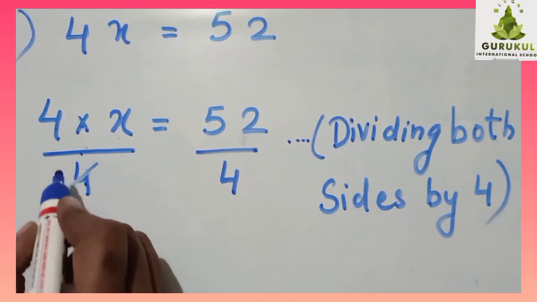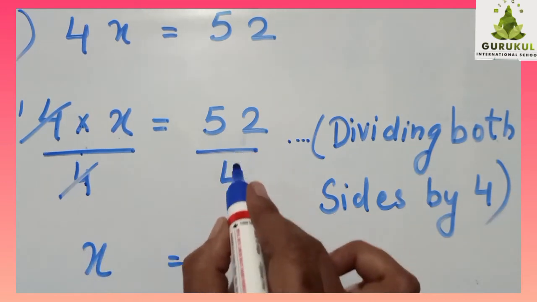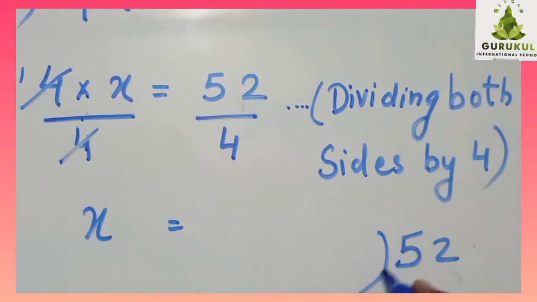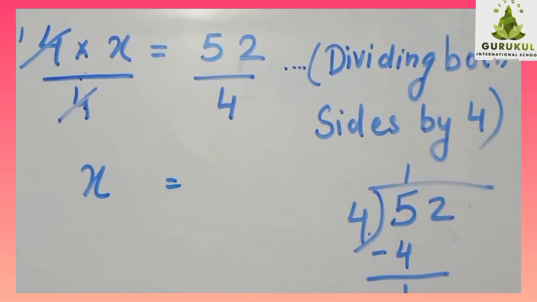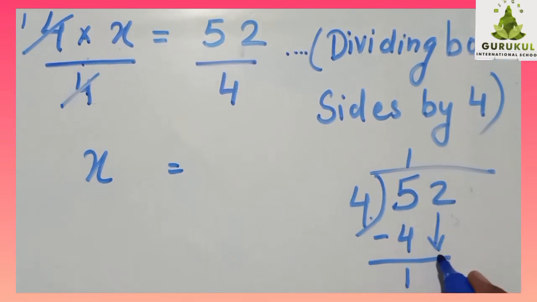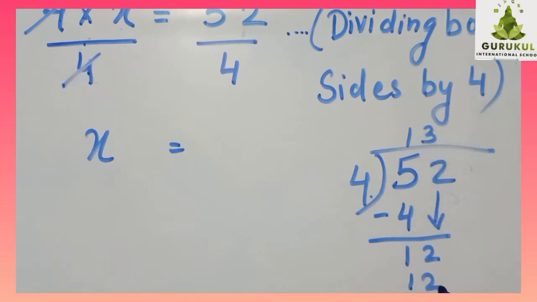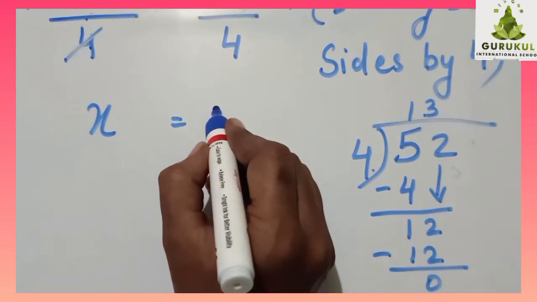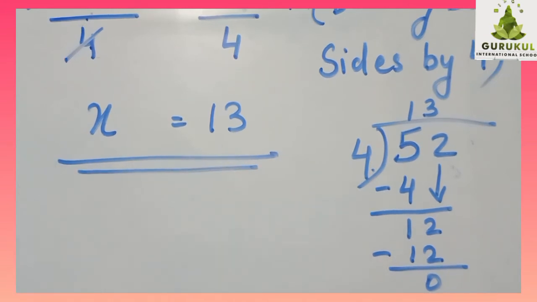Now I cancel this. 4 ones are 4. So 1 into x will become x. What remains here? 52 divided by 4. 52 you divide and see what you are getting. 52 divided by 4. 4 1 times 4. Then subtract this. You will get here remainder as 1. Then bring this 2 down. You get it as 12. So 4 3s are 12 and you will get the remainder 0. So this is the division. So x is equals to what you get? 13. The value of x is 13. This way you can find the value. Copy down this.